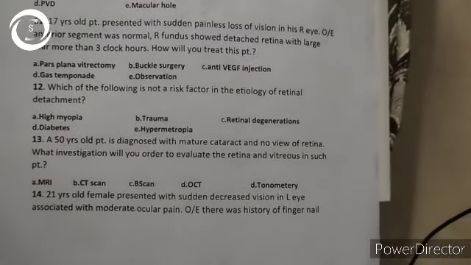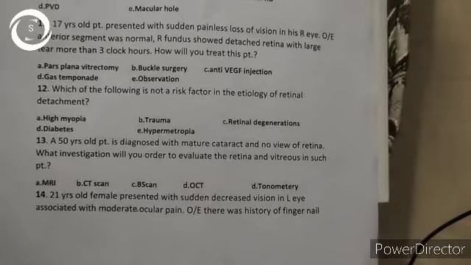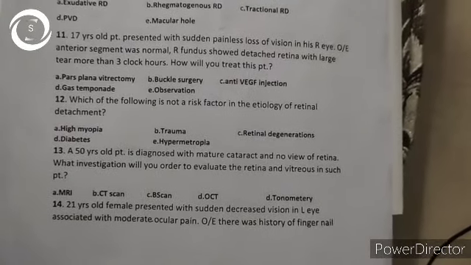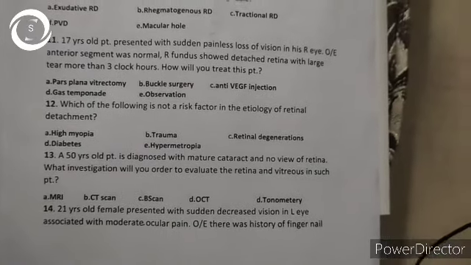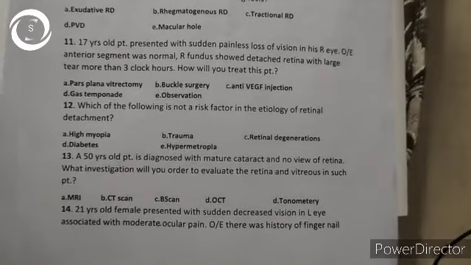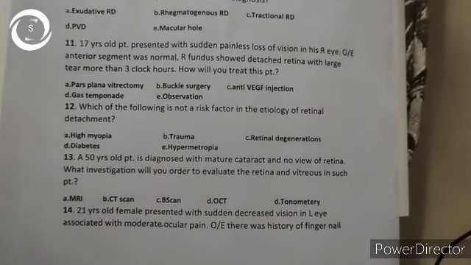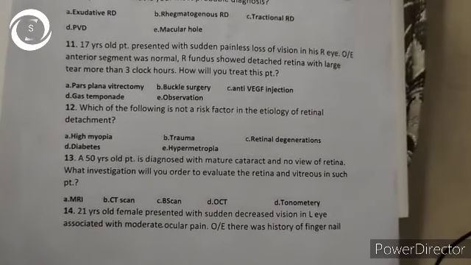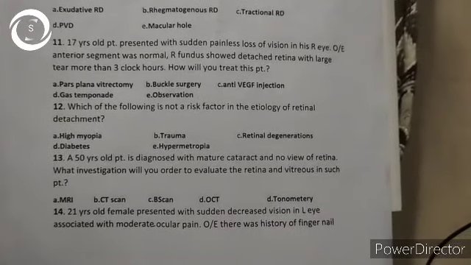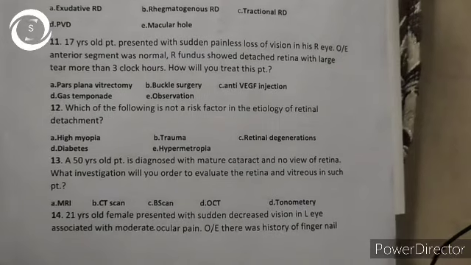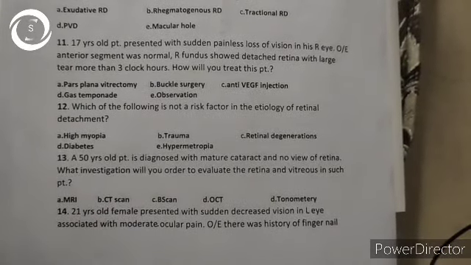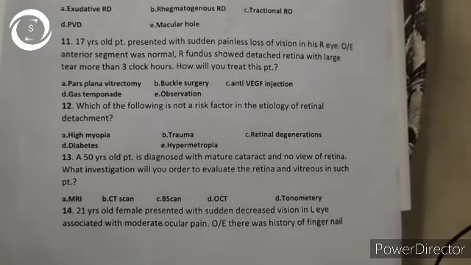Now 13, a 50 years old patient is diagnosed with mature cataract and there is no view of the retina. Now in a mature cataract, there is no view of the retina and the patient wants a good vision. You are not aware whether the retina is attached, detached, whether there is a vitreous hemorrhage or not. So there is no view. So in an opaque media, we perform B-scan ultrasonography. So option C is correct.